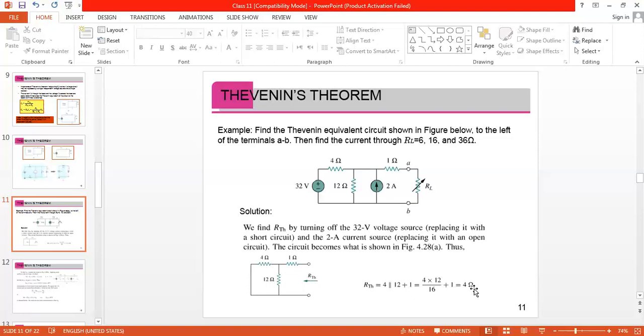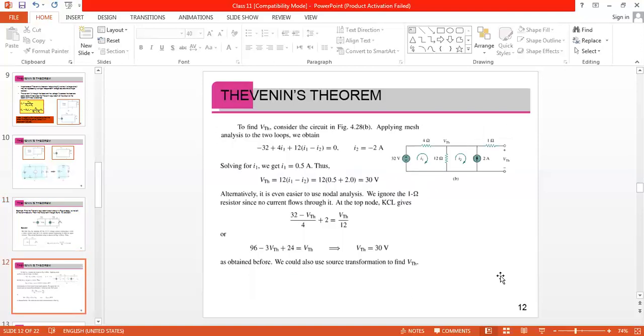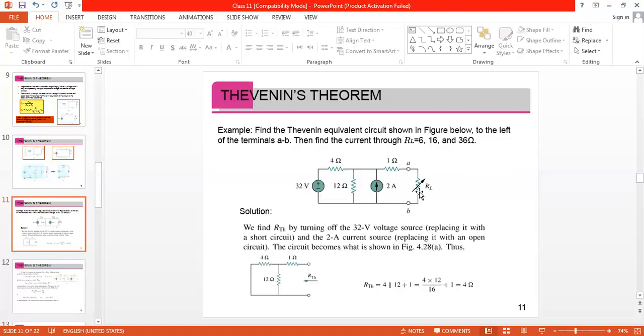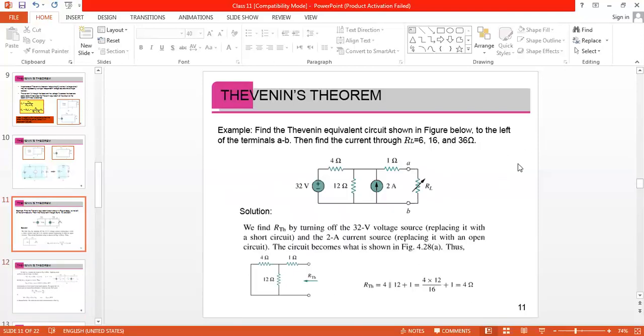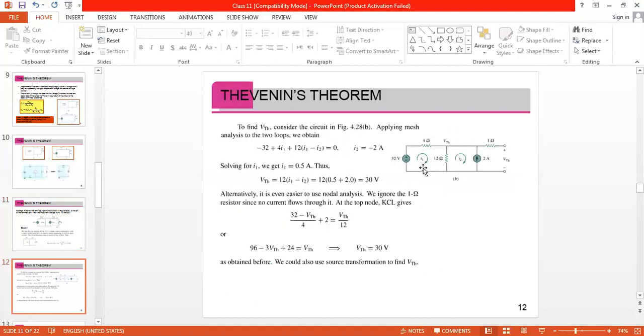So first we found the Thevenin resistance. Now we have to find the Thevenin voltage. To find the Thevenin voltage, we have to replace this load, I mean convert it into an open circuit like here, and keep the remaining circuit as it is. If you look at this circuit, here we have an open circuit, so no current will pass through this 1 ohm resistance because there's no path to follow.